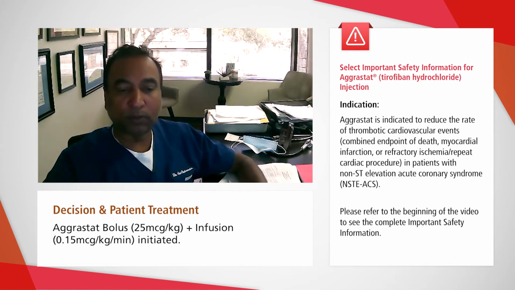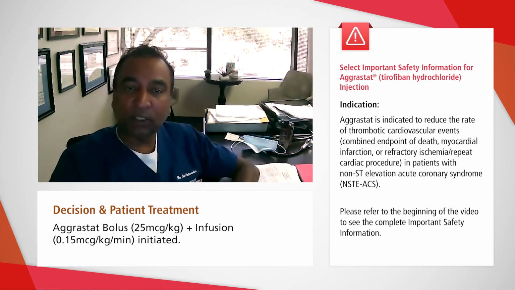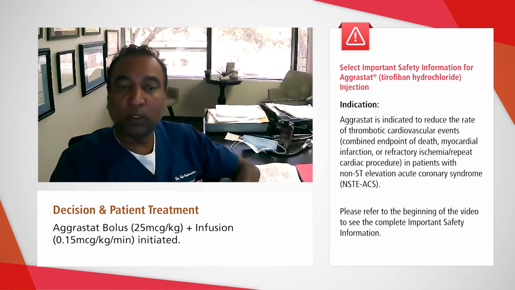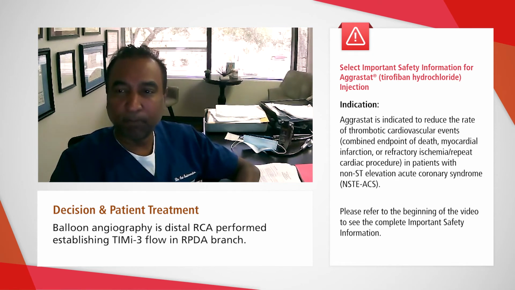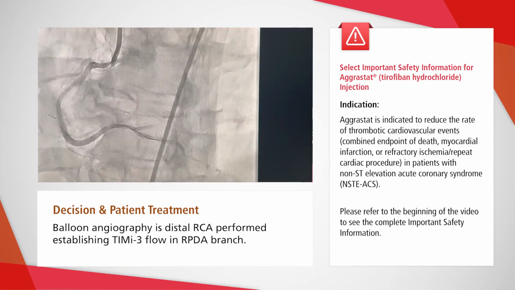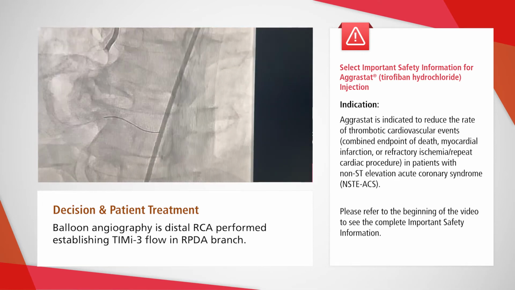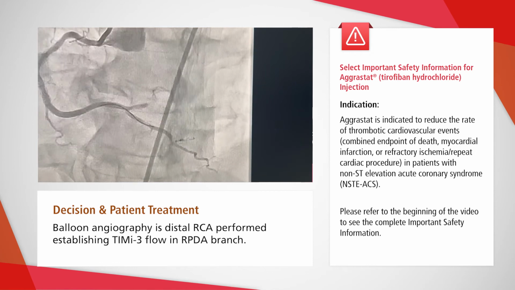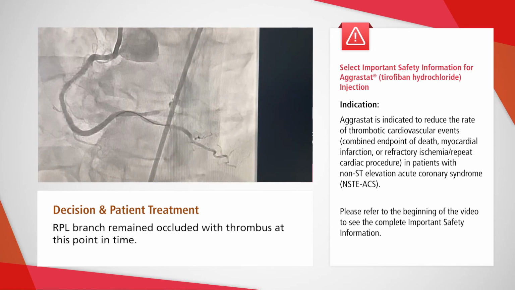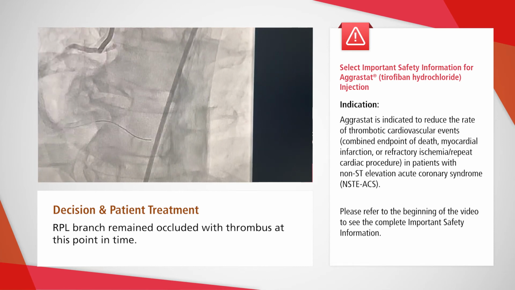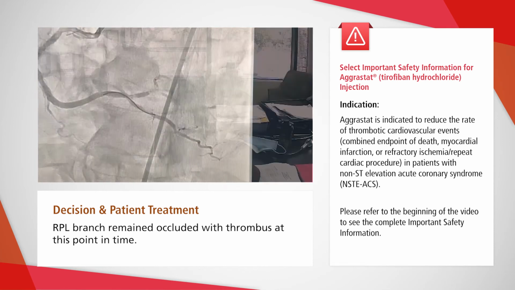intraprocedural thrombus. Following initiation of Aggrastat, we then proceeded with balloon angioplasty of the distal RCA, with improvement in thrombus burden and establishment of TIMI 3 flow in a large RPDA branch. However, the RPL branch still remained occluded with thrombus at this point.